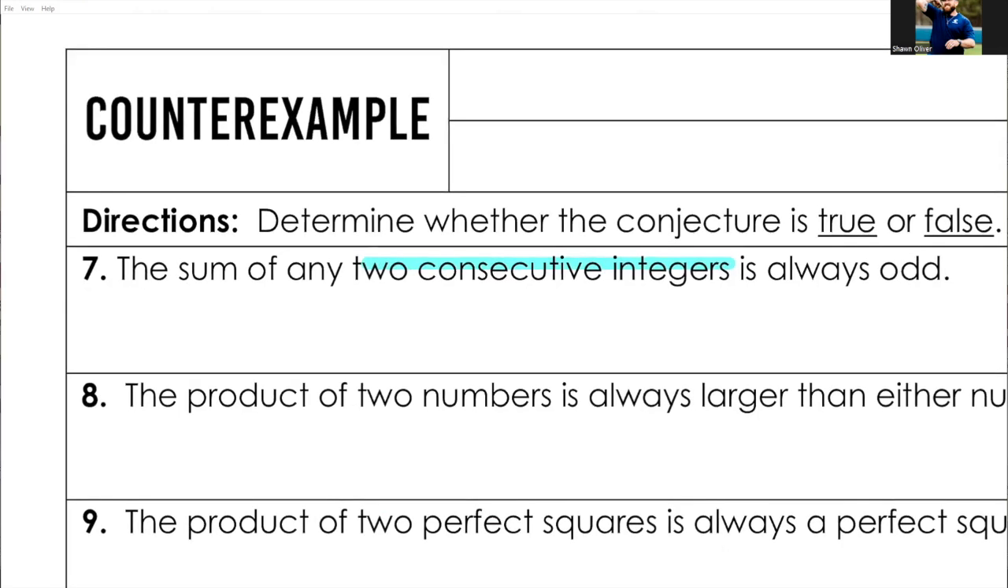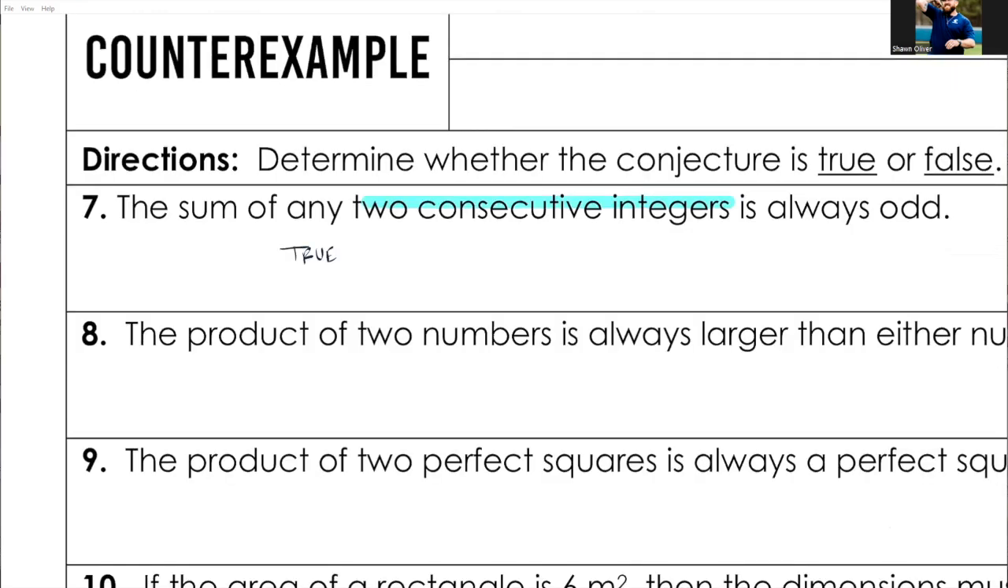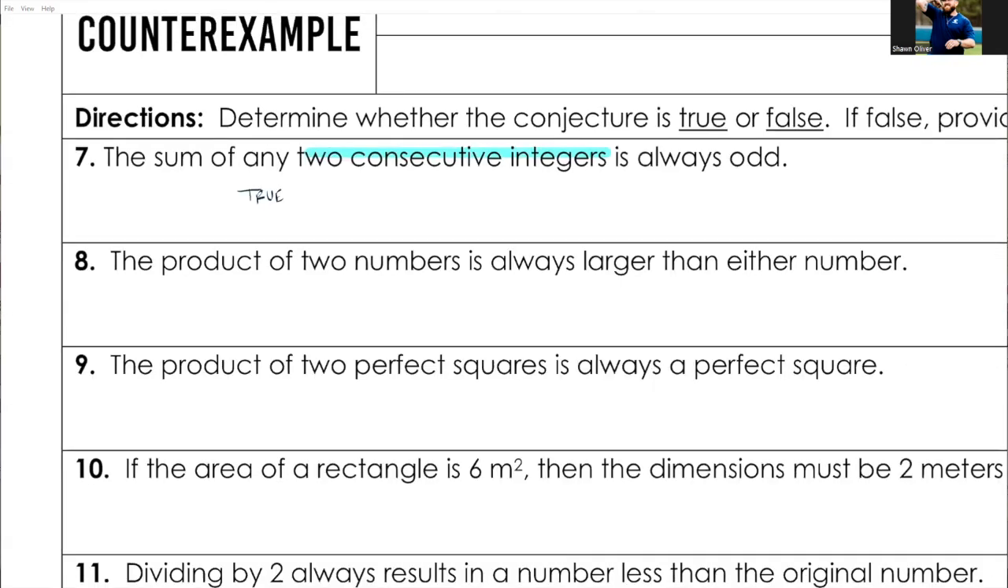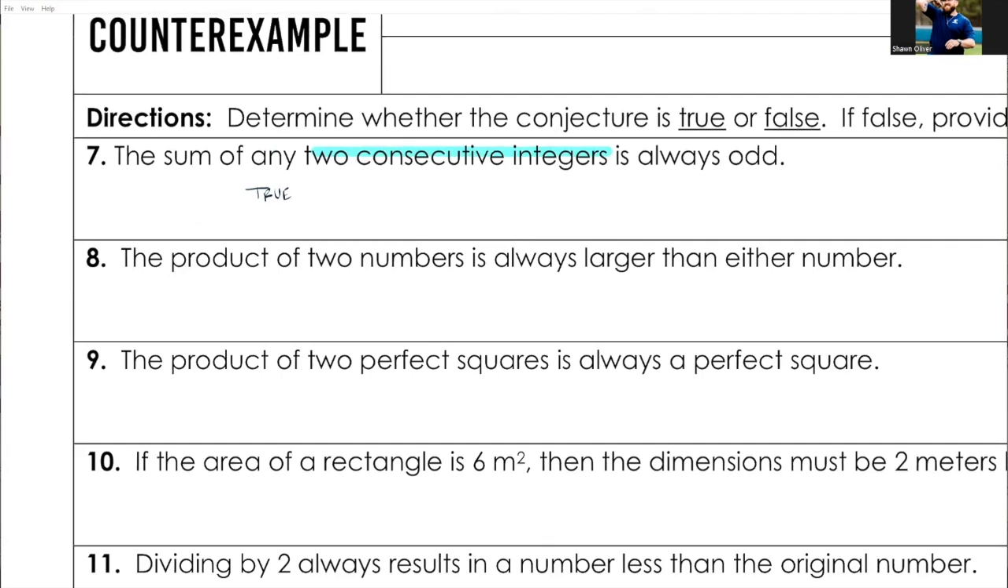Okay, this is true. Because like our classmate said, no matter what, if we're adding two consecutive numbers, they're always going to be one even and one odd. So it's always going to end up with an odd number. Okay. The product is multiplication. The product of two numbers is always larger than either number. So basically, when you multiply two numbers together, my number is always going to be bigger.